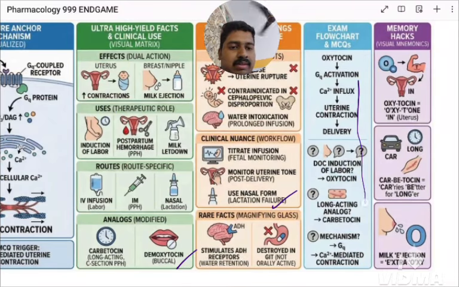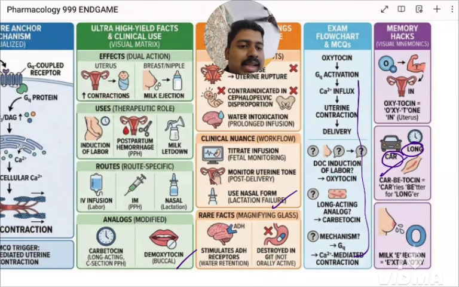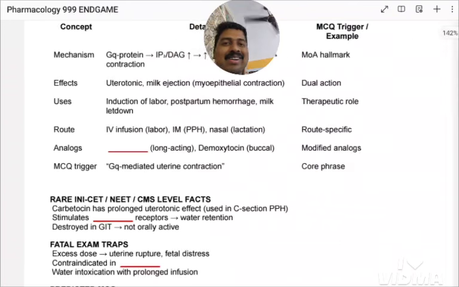Next, I think I have explained all this. I don't have to go again. And yes, carbetocin means long. So this is how you remember: carries better for longer. Okay, next, we'll go through the questions now quickly.